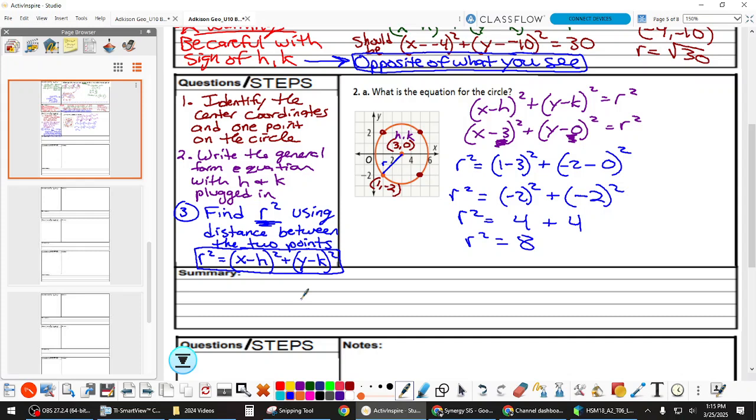Again, you could just look at the graph and say, hey, that's 2, so there's 2 squared. That's 2, so that's 2 squared. 4 plus 4 is 8. Do it with the graph, it's faster. Okay? In fact, let me just put that, or use the graph.